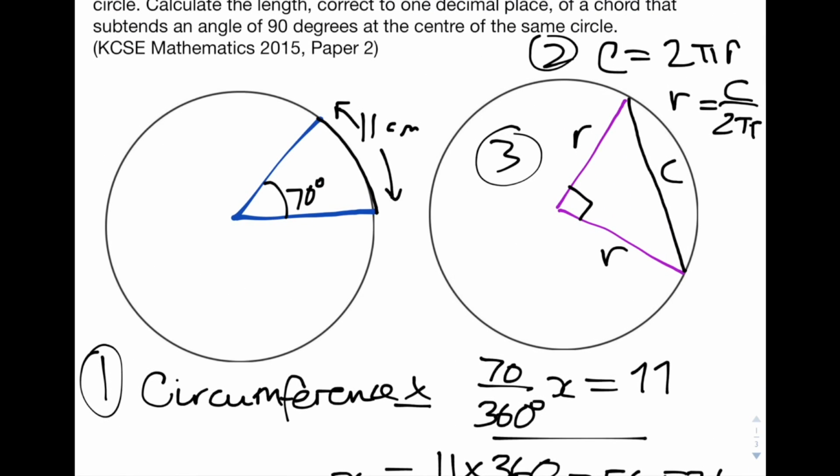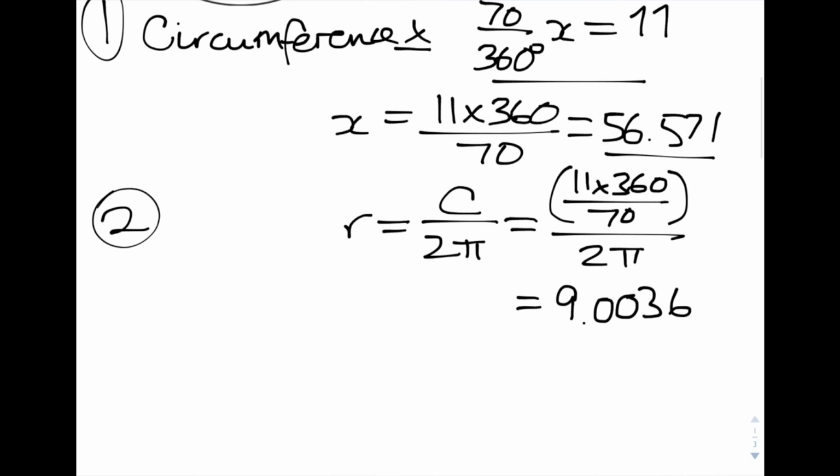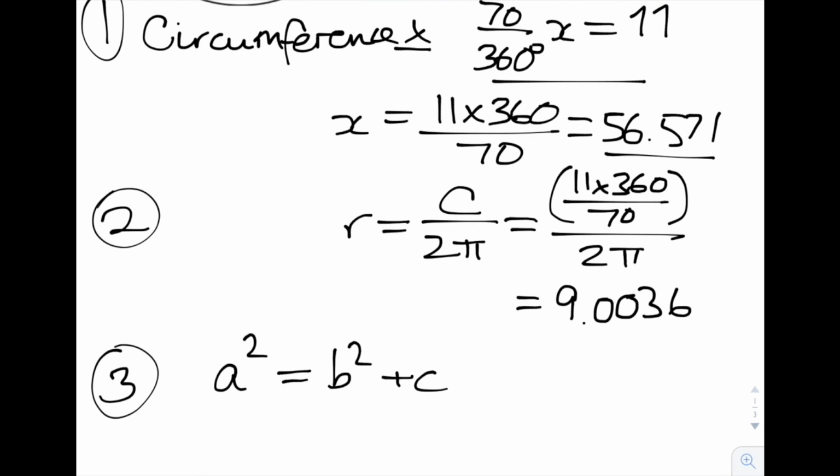Step 3 is using the value that we have for r to calculate the chord. If you remember, Pythagoras' theorem is a squared is equal to b squared plus c squared. In this case, the length of the chord is our a, and the b and the c are both r, the radius. So we'll substitute in our values. We're trying to find the chord, I'll call that CH since we had another c for circumference.